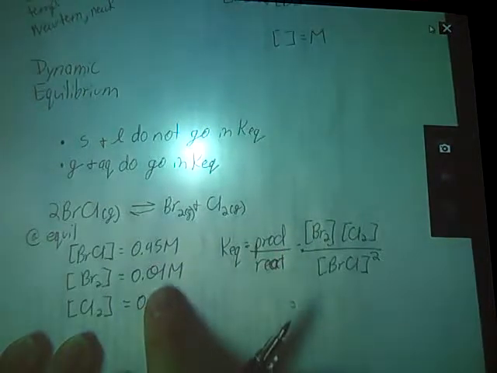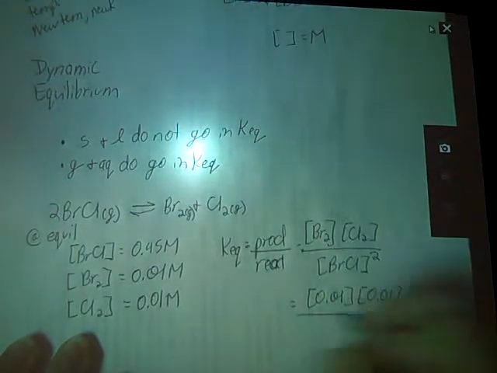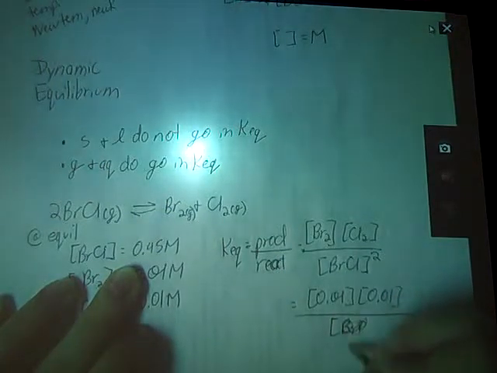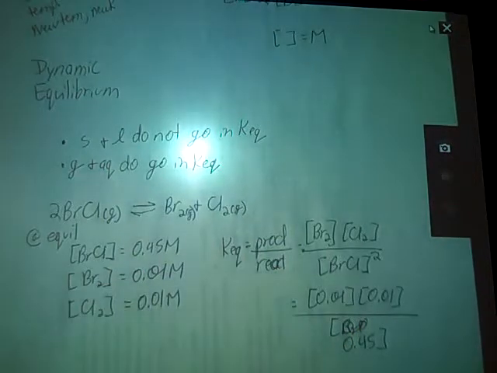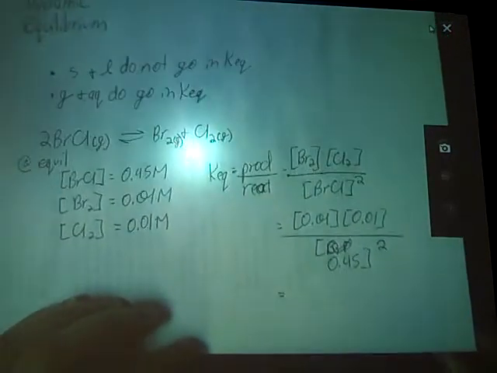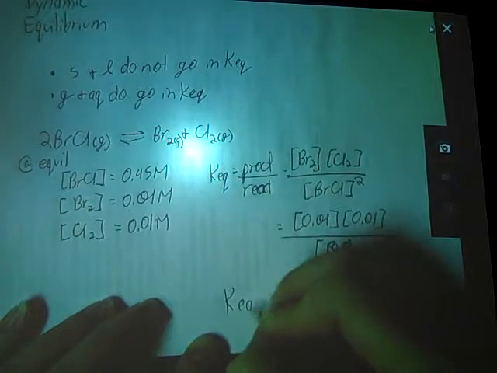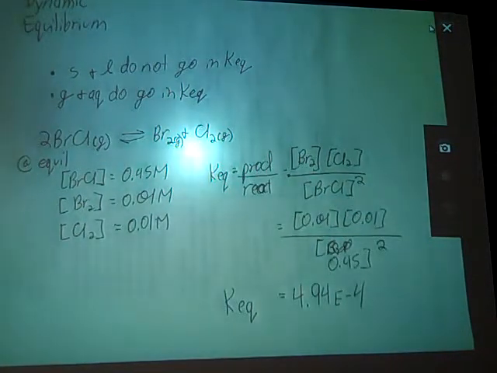Let's plug in our numbers. And I don't have my calculator sitting next to me. This one is squared, so we're going to multiply 0.01 times 0.01 and divide that by our 0.45 squared, and we're actually going to get a value for this equilibrium constant. And we get an equilibrium constant of roughly 4.94 times 10 to the negative fourth for our KEQ. It has no units because it is a constant.